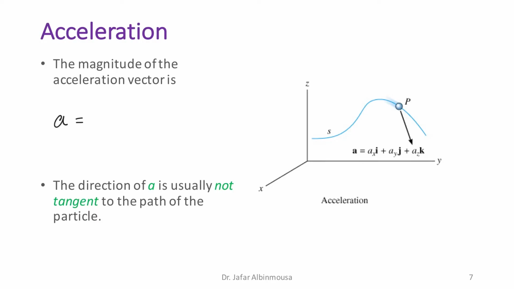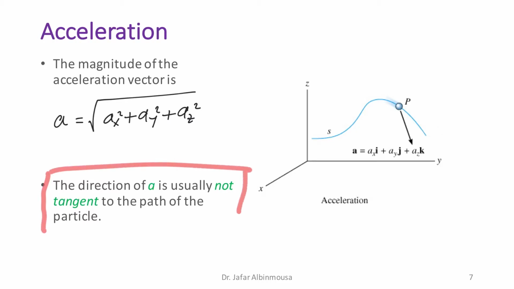Now, the magnitude of the acceleration is the square root of the squared components, ax squared plus ay squared plus az squared. And this is again the comment here about the concept of the tangent. The direction of a is usually not tangent to the path of the particle, as shown over here. So if I draw the trajectory of this, it is definitely not tangent at that point, because the tangent would probably at this point be somewhere over here. Okay?